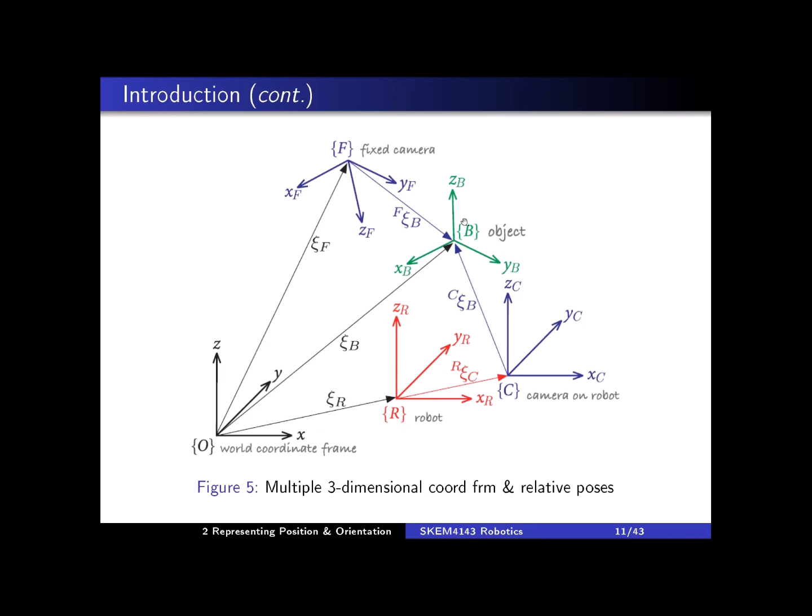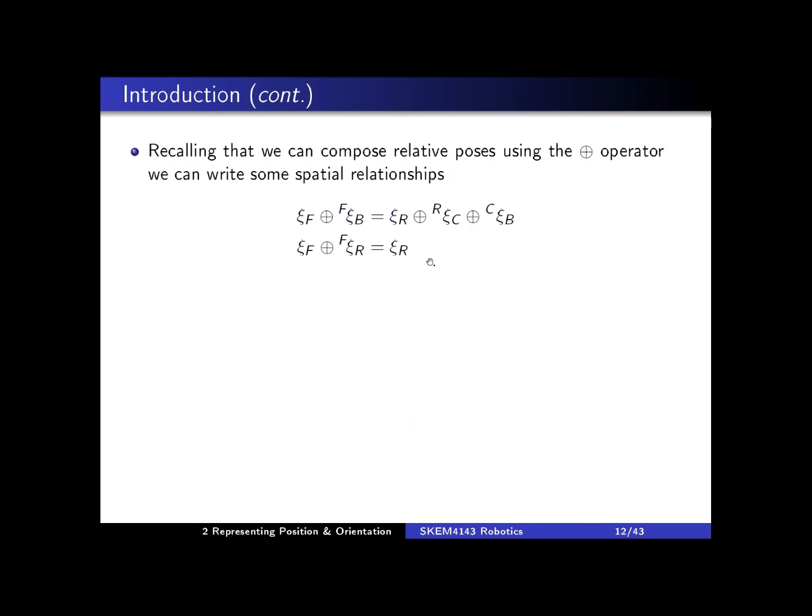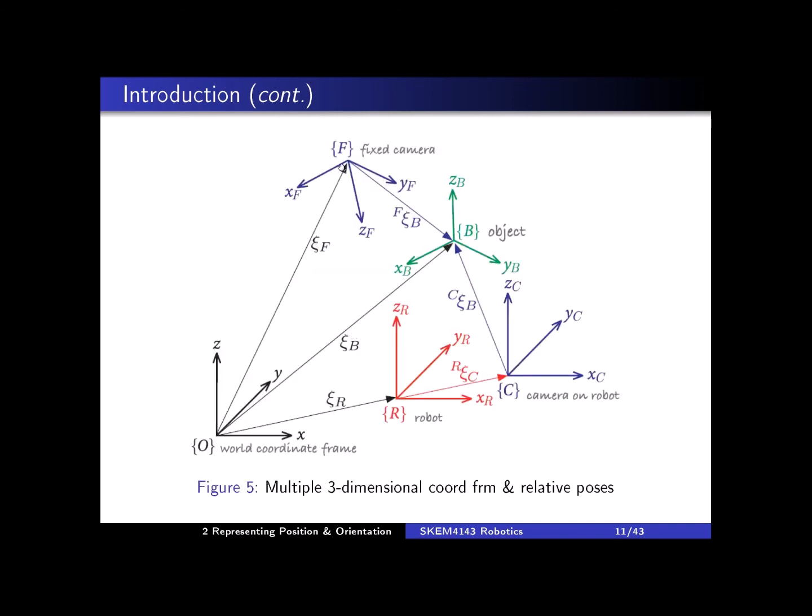So there's no FR here. So RF is the pose of robot R with respect to the fixed camera. Okay, so by composing ξ_F and ξ_RF, you would get ξ_RO.